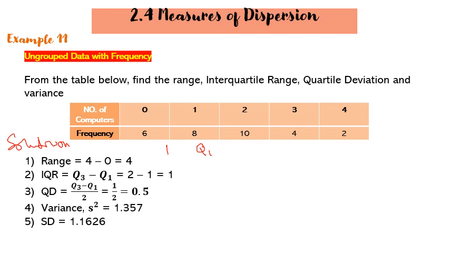Firstly, where is the position of Q1? For the position of Q1, we have to sum all the frequency data: 6 plus 8 plus 10 plus 4 plus 2, and we get 30, right? So the position of Q1 is (30 plus 1) over 4, we get 7.75. So where is 7.75?